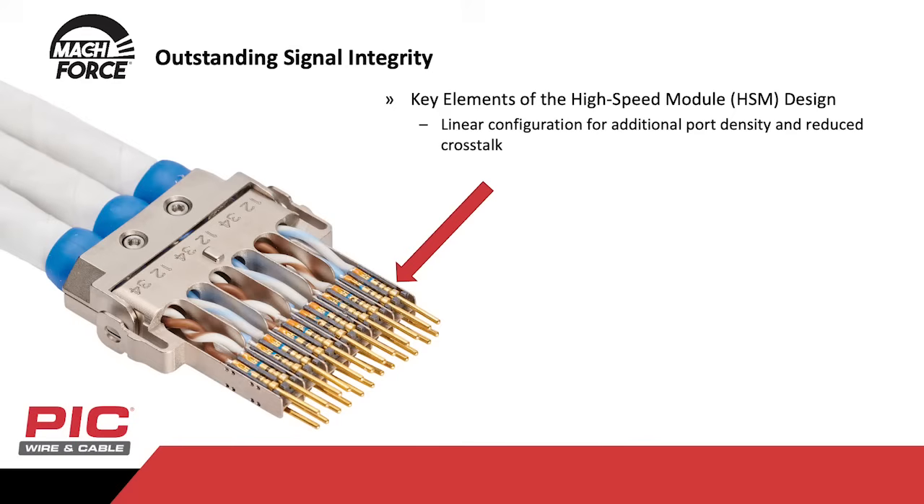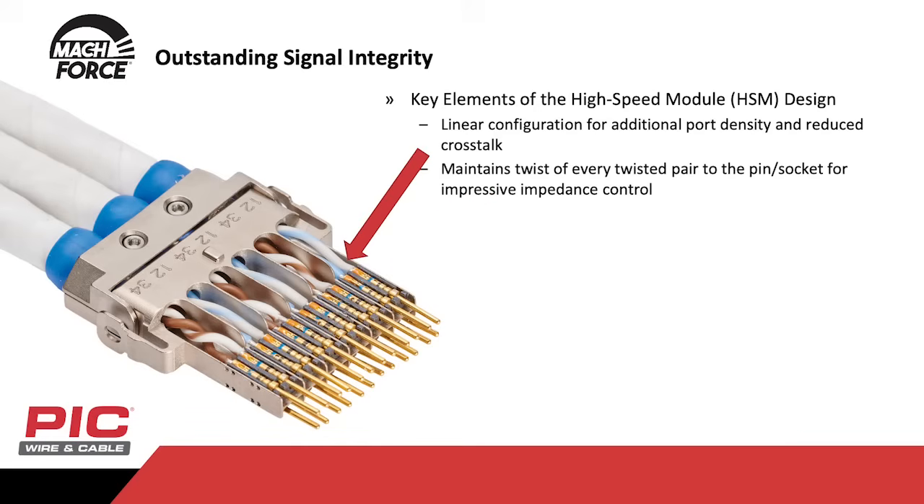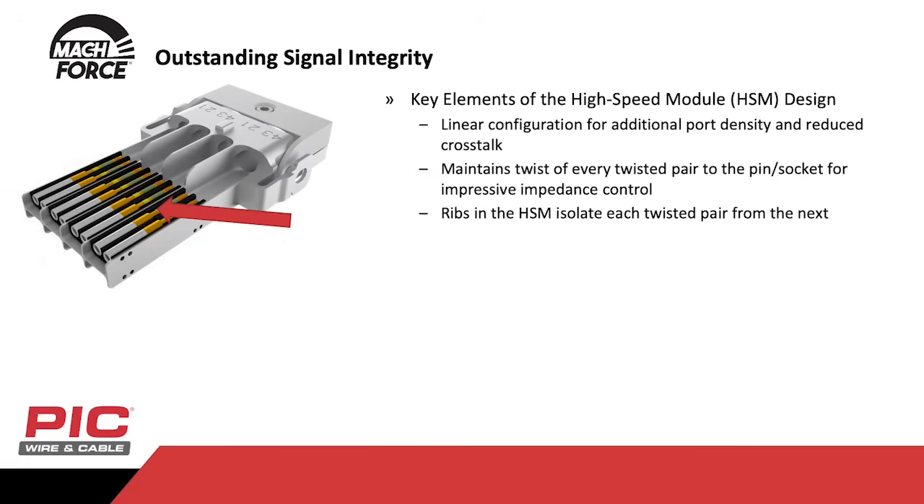This is what enables the additional port density and provides superior electrical performance by reducing crosstalk between adjacent modules. You'll also notice that the HSM allows every twisted pair to maintain its twist right to the pin and socket, which provides very impressive impedance control. Also notice the ribs in the high-speed module that allow each twisted pair to remain isolated from the other.